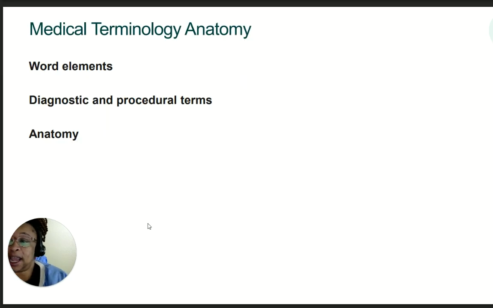Medical terminology and anatomy, word elements, the diagnostic and procedure terms, and anatomy.